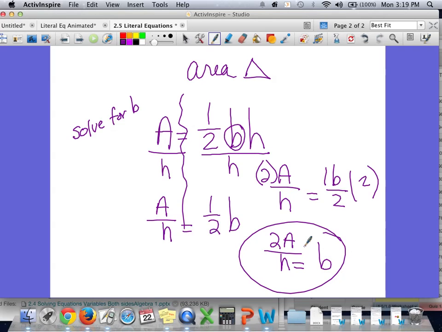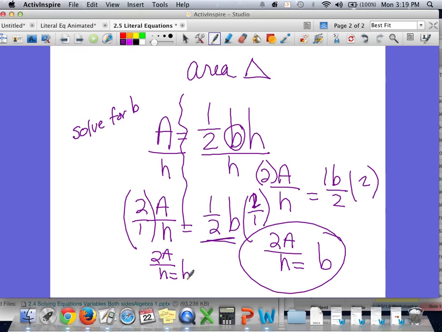Now, if you wanted to from over here, you could flip and multiply, take the reciprocal, which would have been 2 divided by 1, and multiply that on both sides. You still would get 2A divided by H equals B. All right, so watch those.